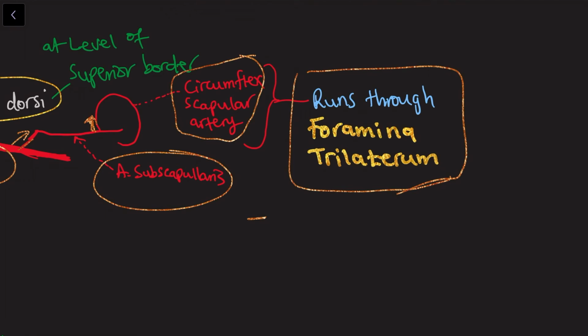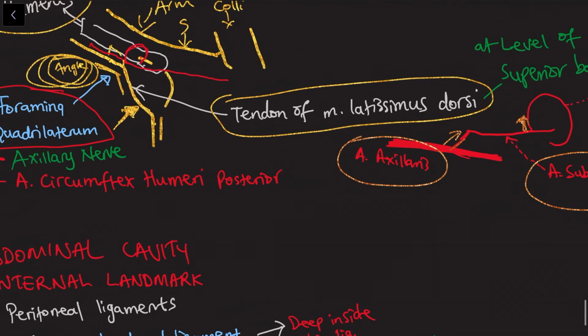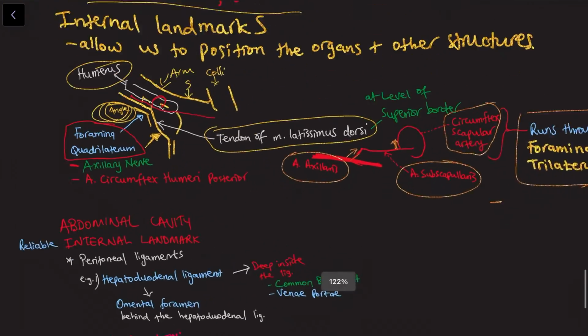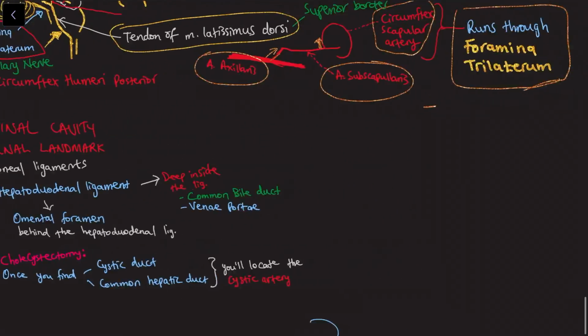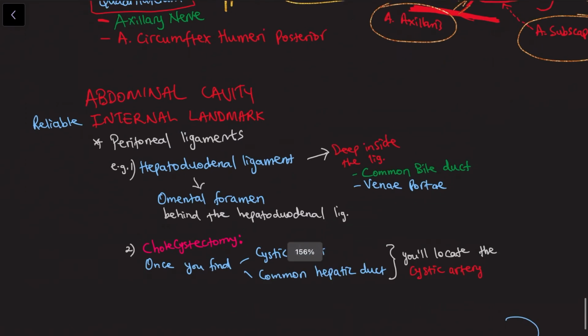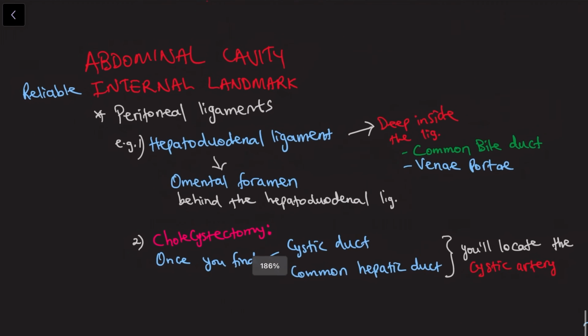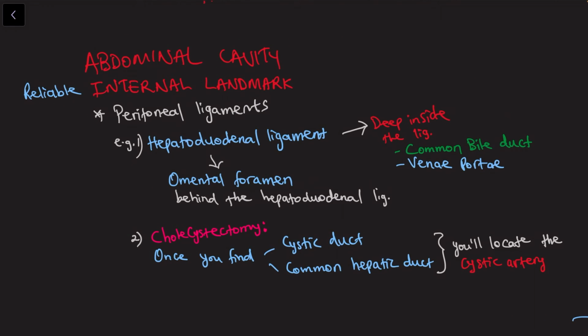Why are we talking about this? Because these arteries, these connections, will help us later on to understand the anastomosis of arteries, the blood supply to the shoulder. All right, now let us go on to the abdominal cavity, talking about our anatomical landmarks, our surgical landmarks, internal landmarks.